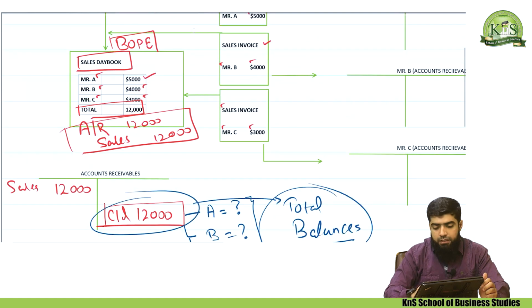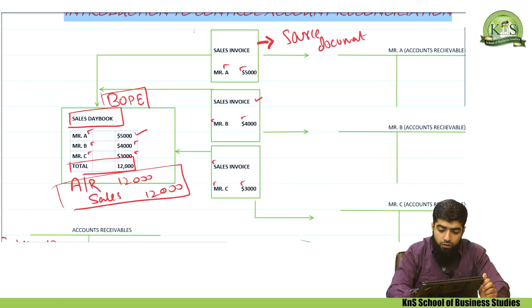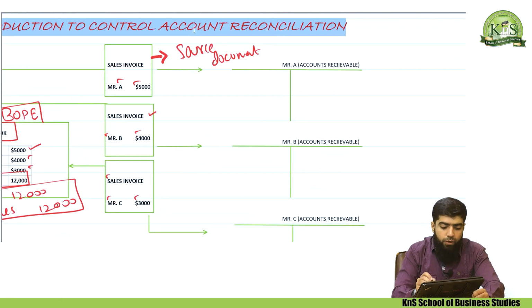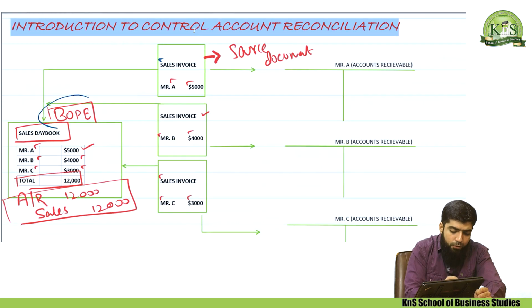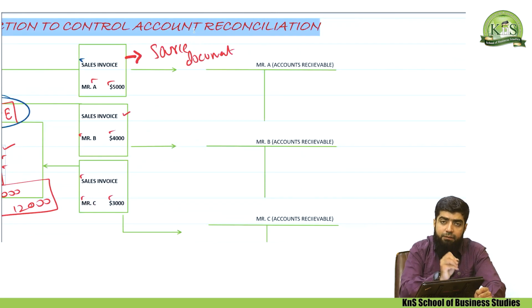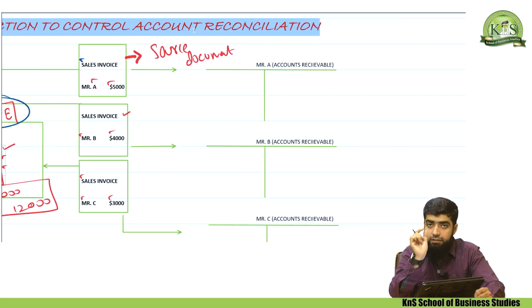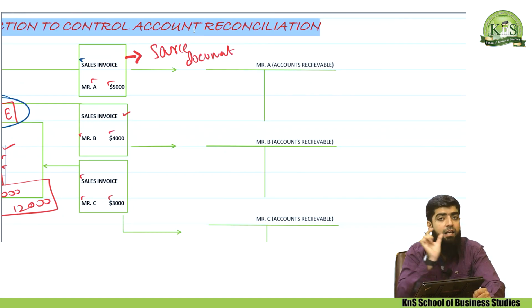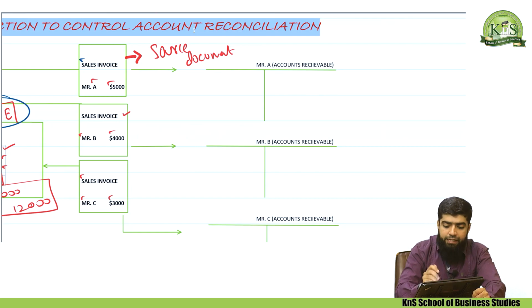Now, what normally the process is, whenever we receive an invoice or issue an invoice, we record the transaction in the relevant book of prime entry. On the parallel side, we also recognize that transaction on the individual account of Mr. A. Mark my words, the individual account of Mr. A. We have opened an account of Mr. A. Who is Mr. A? Mr. A is the customer.